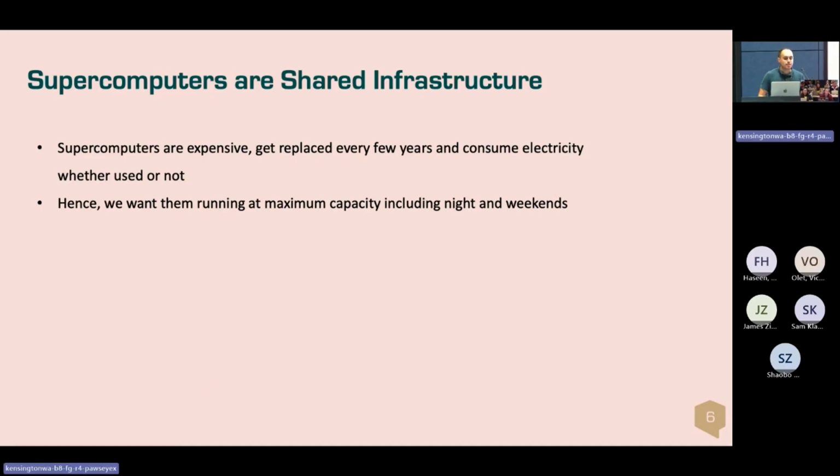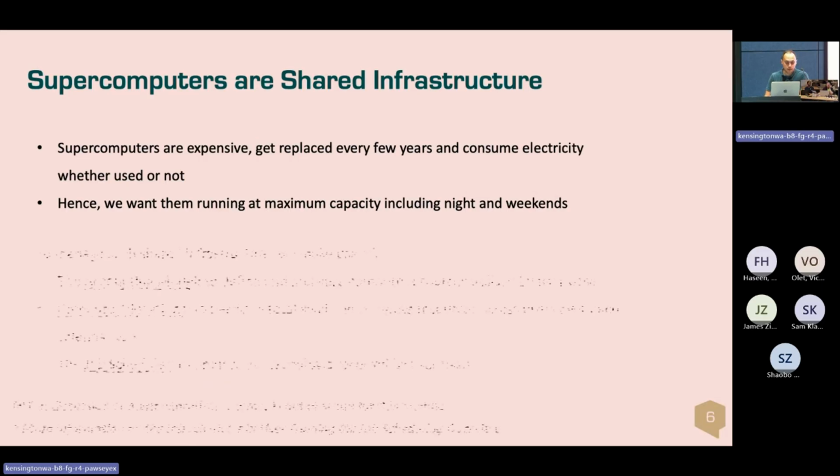Supercomputers are very expensive to buy and then to run, and they have to be replaced typically every 5 to 8 years, and they consume electricity whether they are being used or not. So the goal for Pawsey and for any supercomputing facility is to keep them as busy as possible throughout the years, at every time, to make useful computations to create quality science.